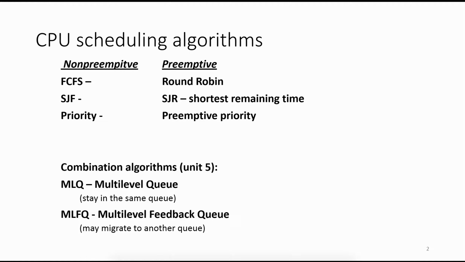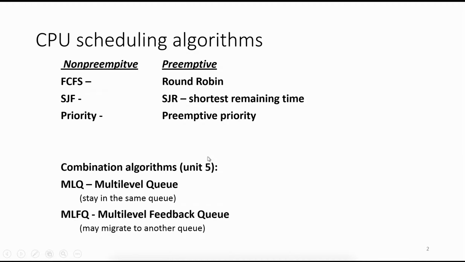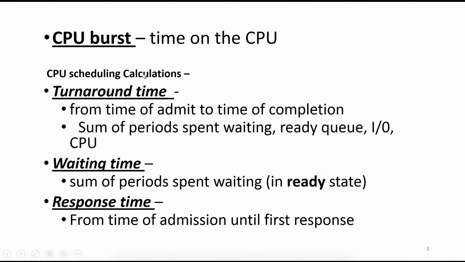Non-preemptive algorithms mean once the process gets on the CPU, even if a higher priority or any other circumstance happens, the process does not relinquish the CPU until it has finished its current burst. That's non-preemptive. And we will be calculating turnaround time, waiting time, and response time. And these will be calculated per process, and then I will discuss how you calculate the averages.